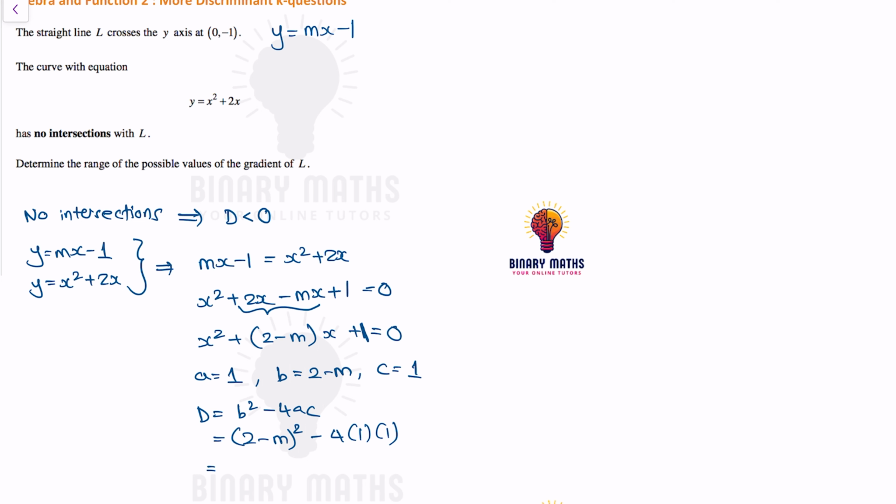If I expand (2 - m) squared, I get 4 - 2m - 2m + m squared - 4, which gives me m squared - 4m. Now I know the discriminant is less than 0 because there are no intersections, which implies m squared - 4m must be less than 0. If I factorize it, I get m times (m - 4) is less than 0.